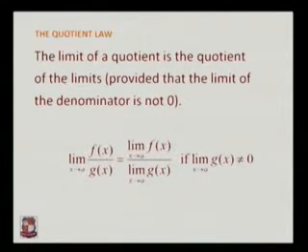So we can say limit x tends to a, f of x upon g of x is equal to limit x tends to a f of x upon limit x tends to a g of x, if limit x tends to a g of x is not equal to 0.